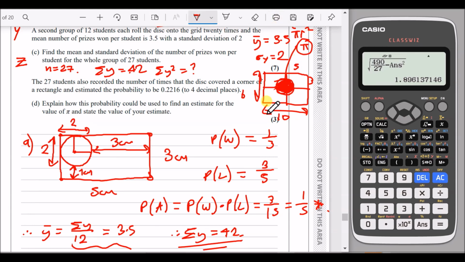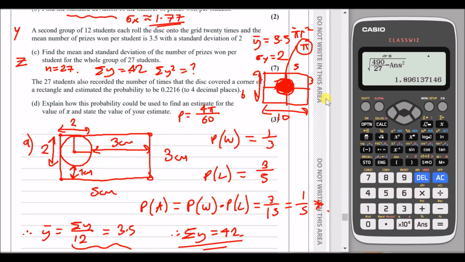We know that the probability is going to land in here in 4 different regions. It's going to be like this. The probability would be 4 different regions of pi out of 60, because the area is 6 times 10, so that's 60. And that's going to simplify to pi over 15.